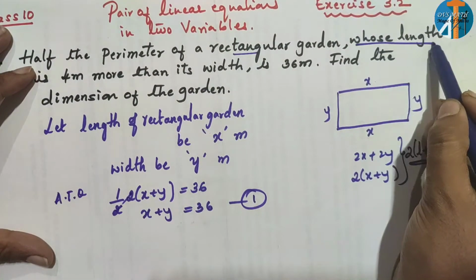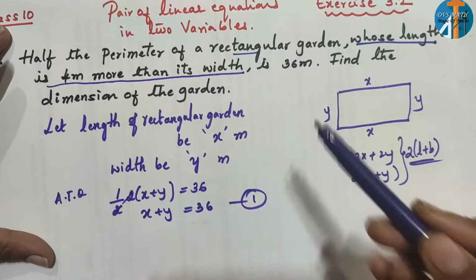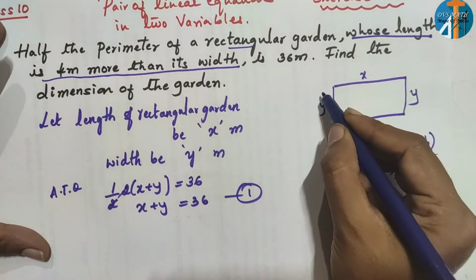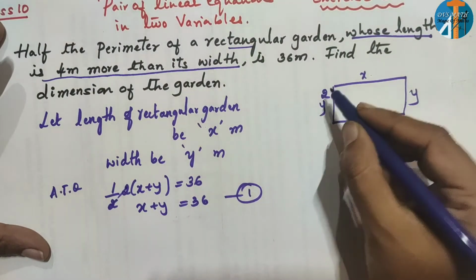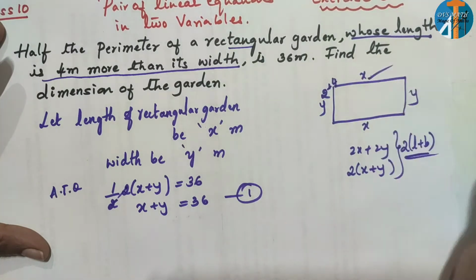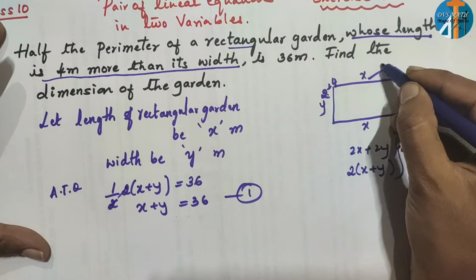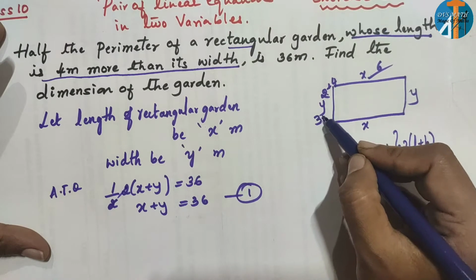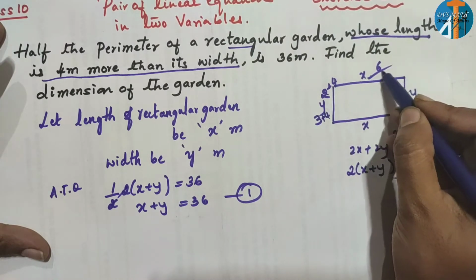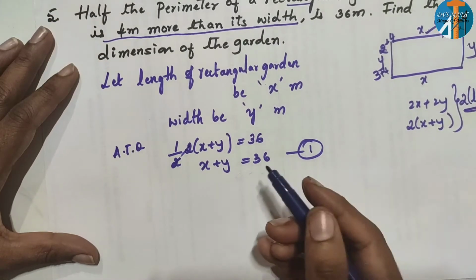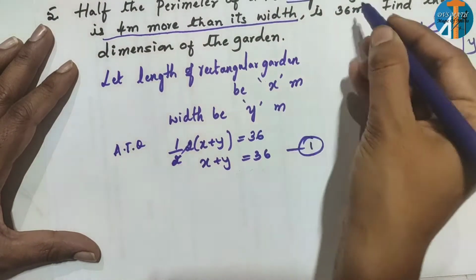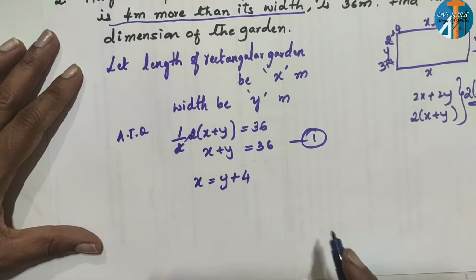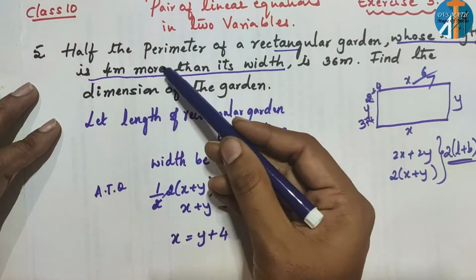What are they saying? Whose length is 4 more than its width. Means, for example, here you can observe, if the width is 2 and we add 4 to this, you will get x, that is 2 plus 4 becomes 6. Or if it is 3, you have to add 4 to get the length x, so you will get 7. That means what is the length? They're saying length is equal to y plus 4. Look here, the length is 4 more than its width.